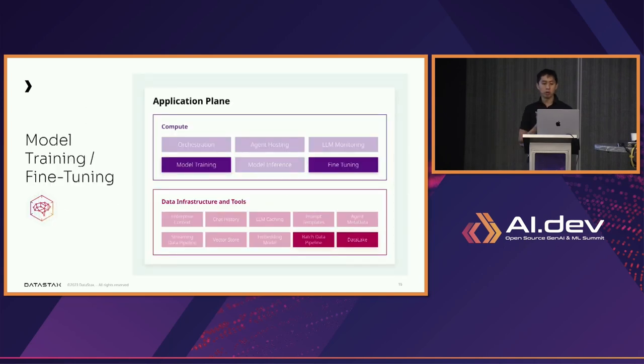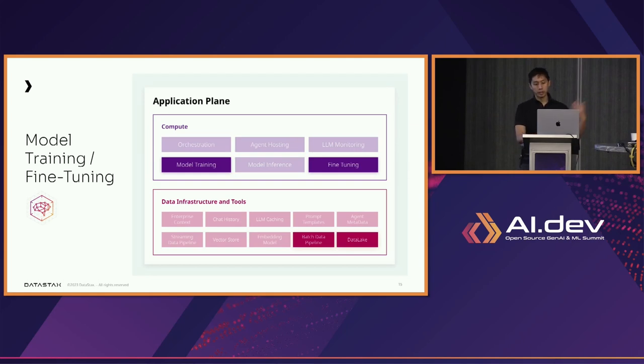So the first is model training and fine tuning. These are inherently batch processes, so you need to have batch data pipelines. You need to have a data lake in order to execute against them. Traditional data lakes are things like Spark, and batch data pipeline processing platforms are also like Spark. But we're seeing a lot of new types of pipelines popping up.